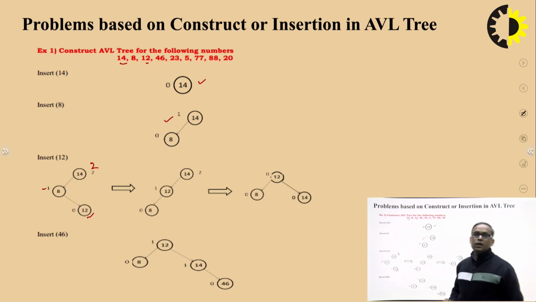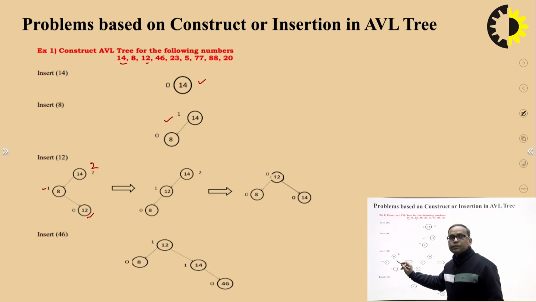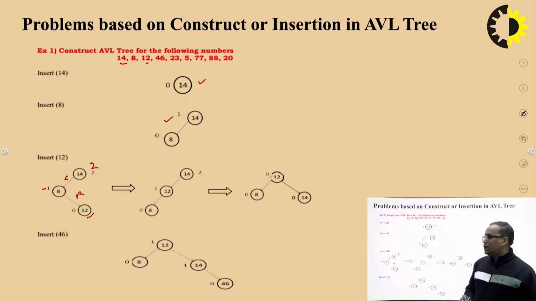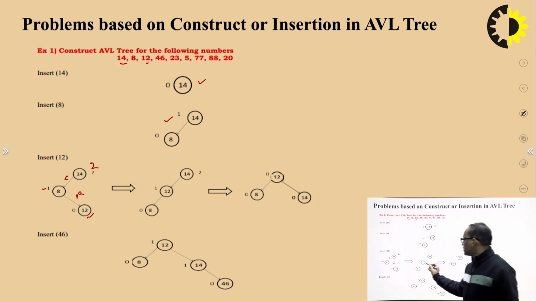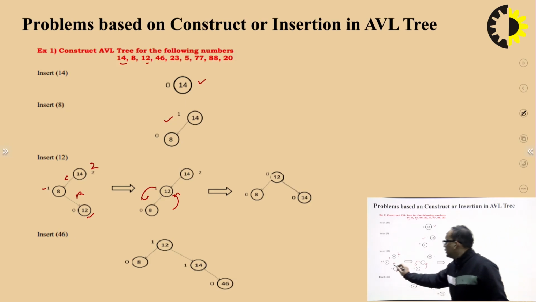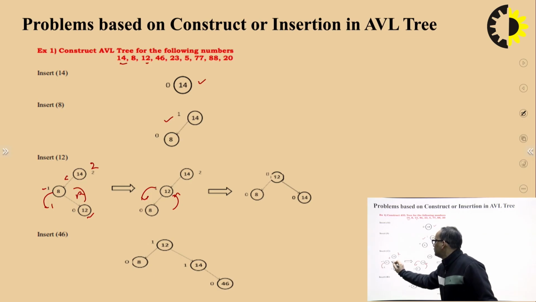Now this tree has become unbalanced. In order to make this tree balanced, we have to recognize which rotation we need to perform. Since 12 is inserted in the right subtree of the left child, it means this is the left and this is the right. So here we need to perform the left right rotation. And what do we do in a left right rotation? First we perform the left rotation. It means we rotate the tree with respect to 12 in the anti-clockwise direction.